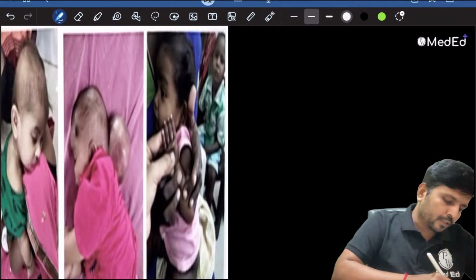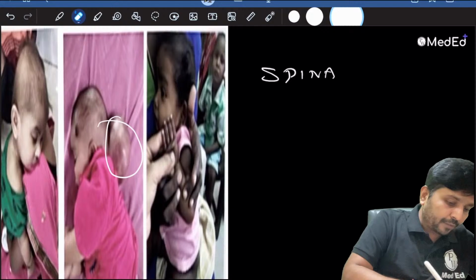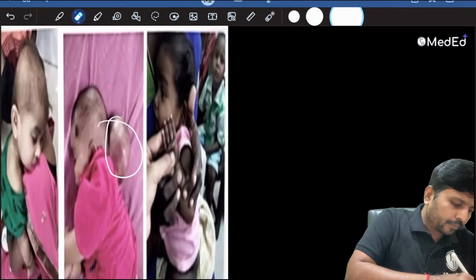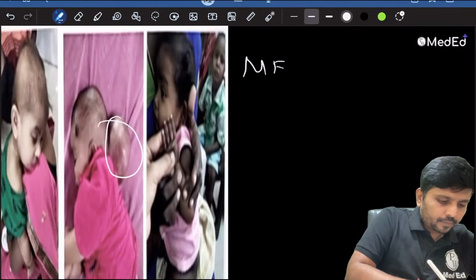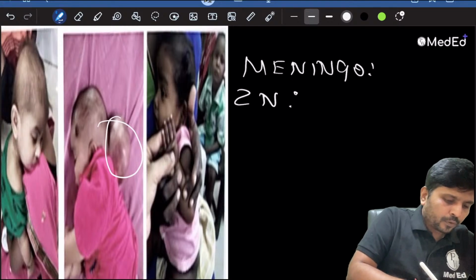So what is this? Spina bifida. Not spina bifida. This is meningocele. Meningocele is due to deficiency of zinc, folic acid.